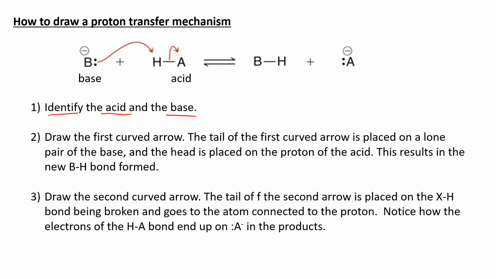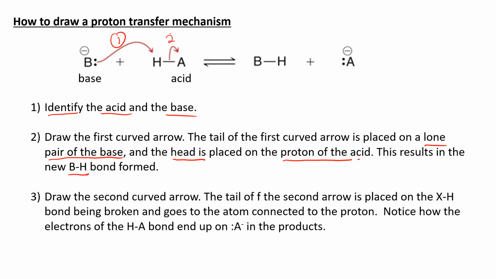Next, draw the first curved arrow. This is your first one. The tail of the curved arrow is placed on the lone pair of the base, and the head of the arrow is placed on the proton of the acid, which results in a new bond being formed.